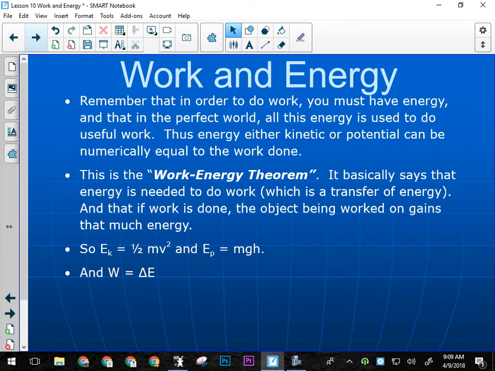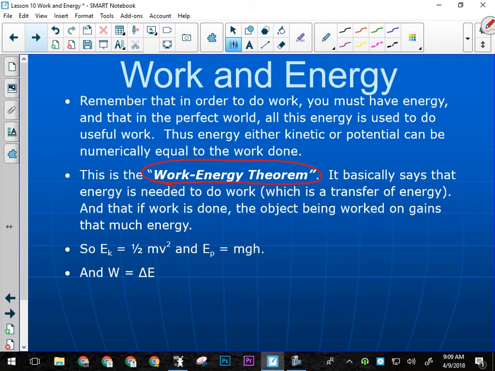Okay. So in the perfect world, which is what we're going to operate in, all the energy that I have is going to do useful work. We're going to consider that everything is 100% efficient and no energy is lost to the surroundings. Thus either kinetic or potential energy is numerically equal to the work that's done. So if I do 200 joules worth of work, I'm going to change the mechanical energy by 200 joules.